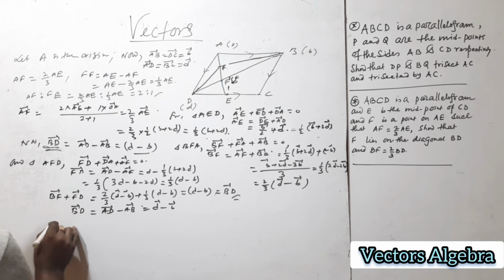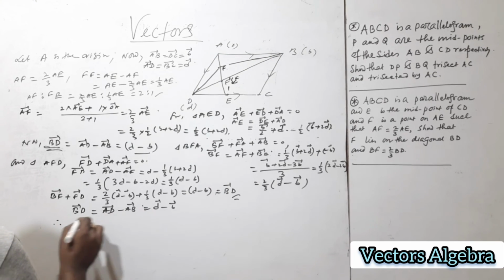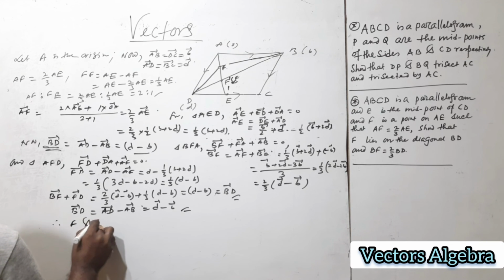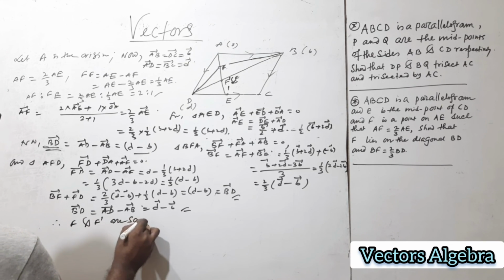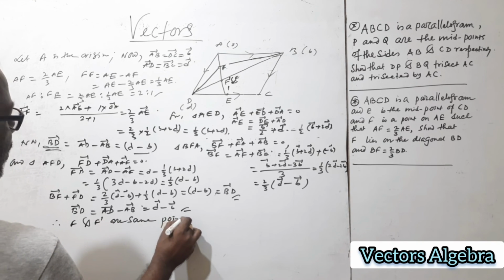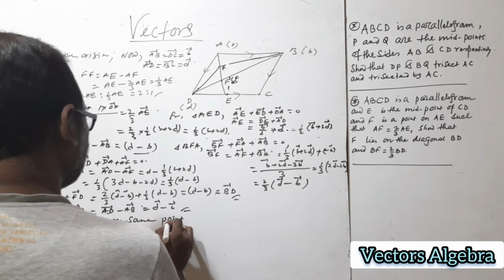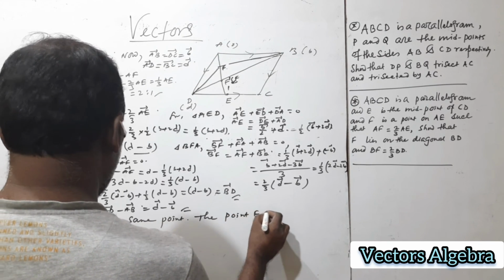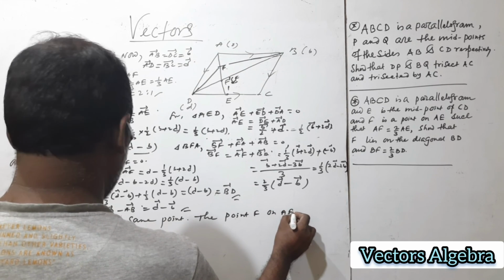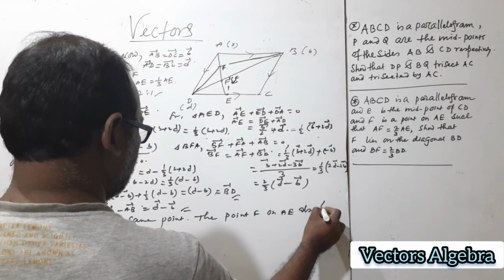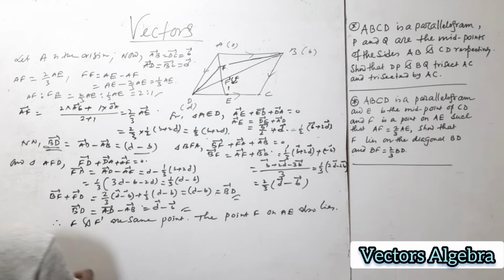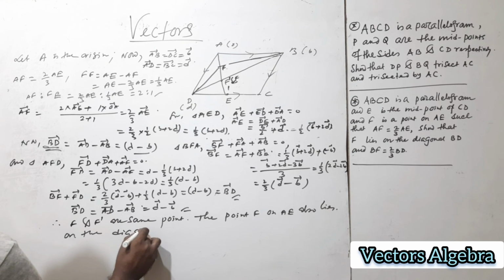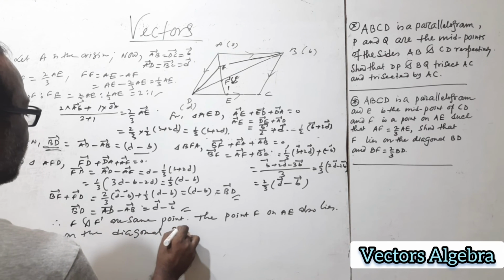Therefore, we can say from this statement, F and F dash are the same point. The point F on AE also lies on the diagonal BD.